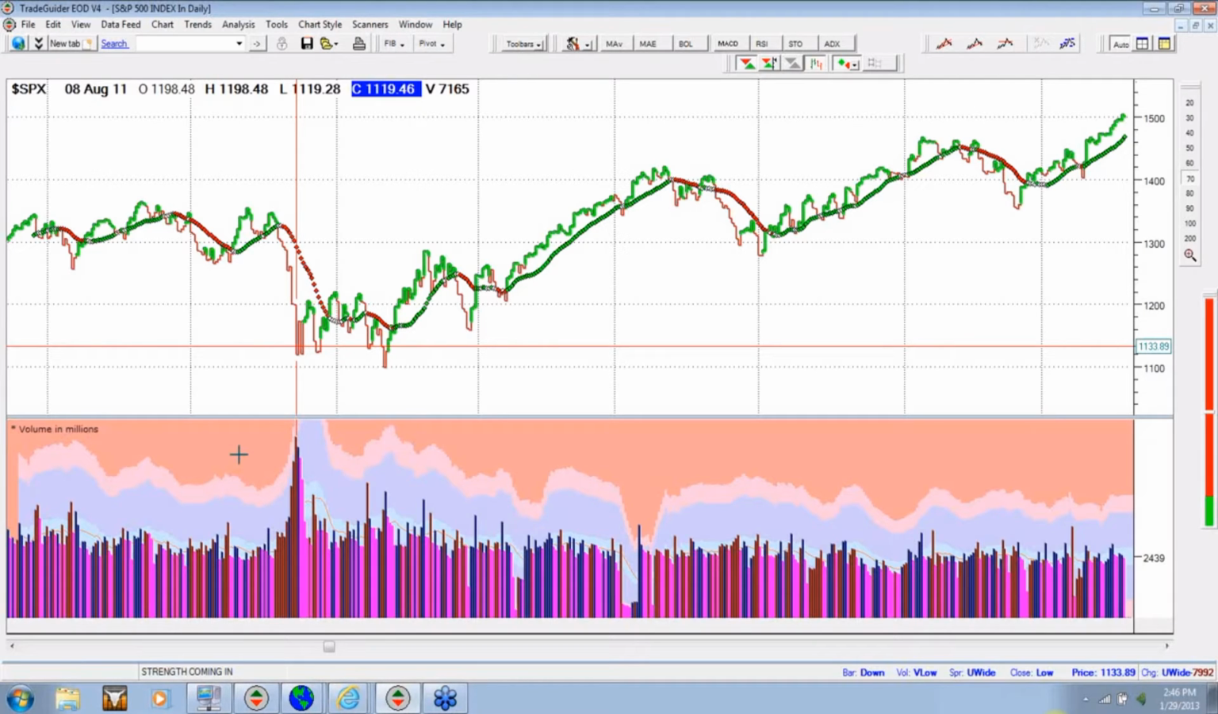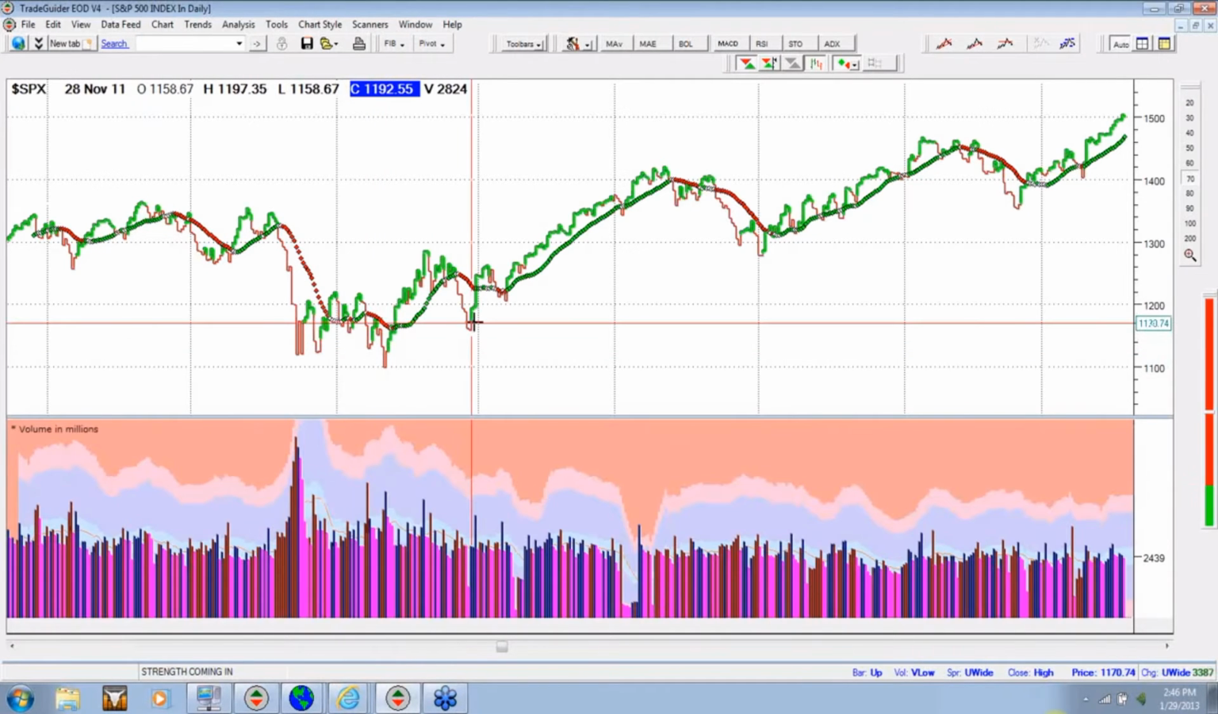So what do we see about this chart? Well, every time the market comes down to this price level, look at what the volume does. It gets lower and lower until finally there's nothing. That's why we're in a bull phase, and that bull market will not end for the moment.